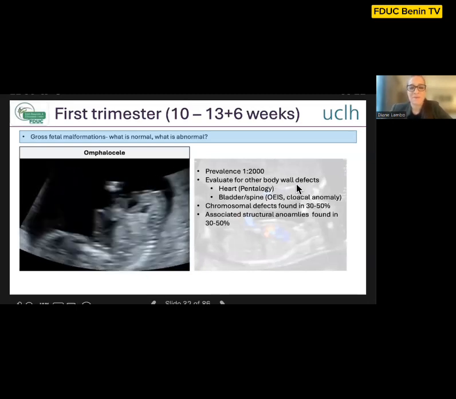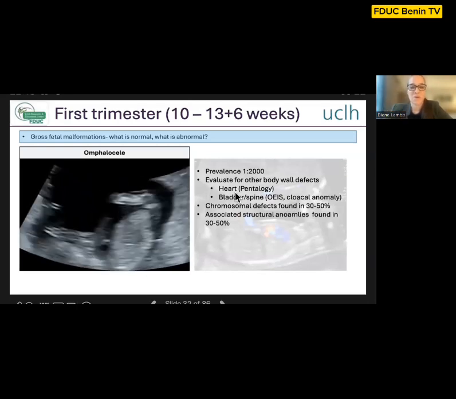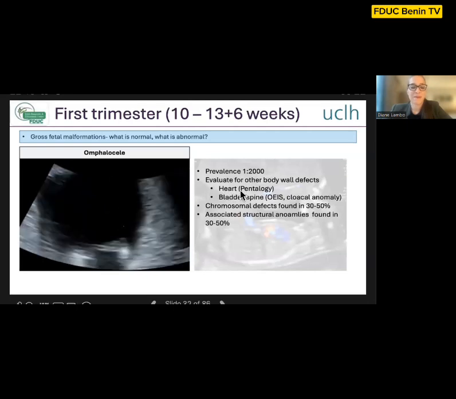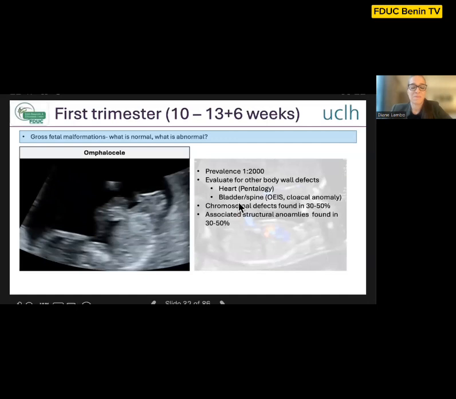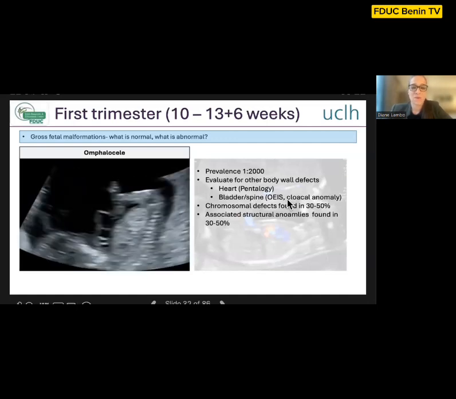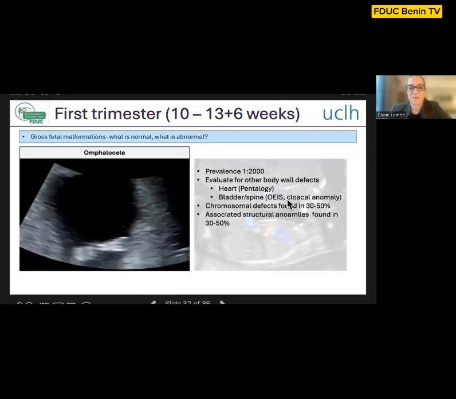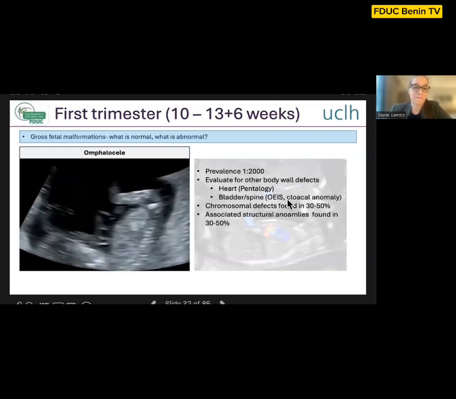Particularly, you have to evaluate for other body wall defects, because sometimes omphalocele can be part of a much wider syndrome where you have herniation of the heart, as in pentalogy of Cantrell, and also herniation or exstrophy of other structures like the bladder or the spine in OEIS complex or cloacal anomalies. The commonest chromosomal abnormality that tends to be associated with omphalocele is trisomy 13.